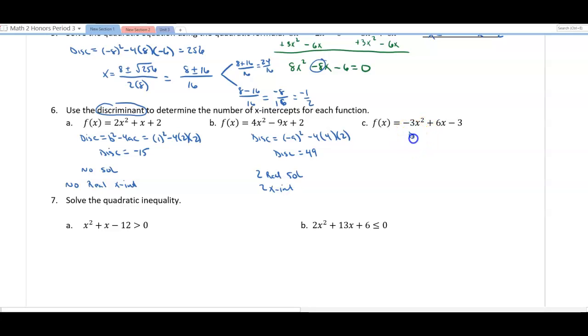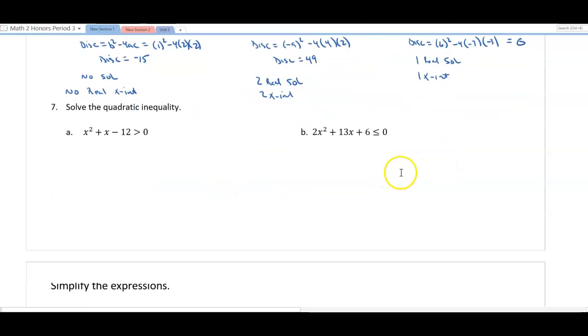And the last one here, your discriminant would be 6 squared minus 4 times negative 3 times negative 3. And that discriminant would have a value of 0. And remember, if the discriminant is 0, there's 1 real solution, which means the vertex is on the x-axis and there's 1 x-intercept. Okay?